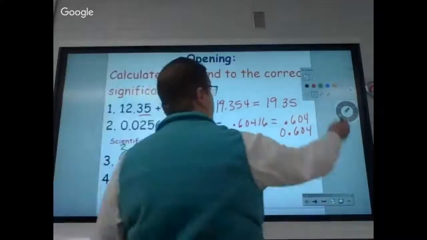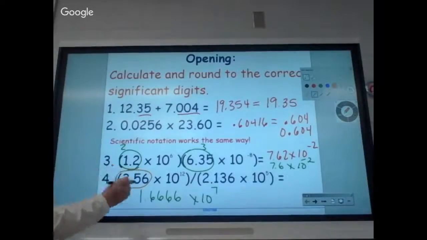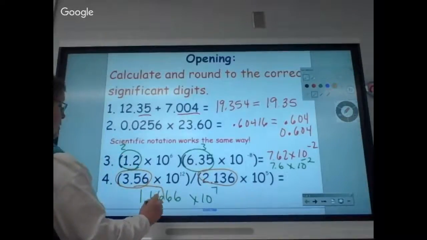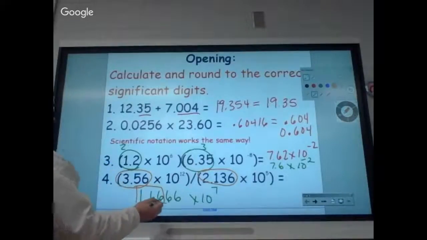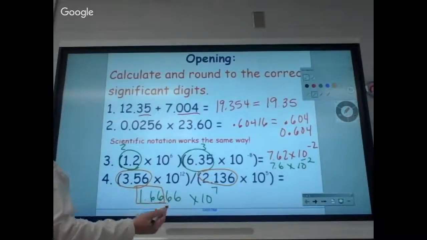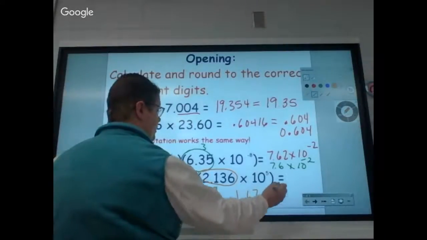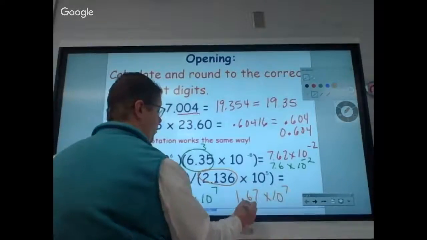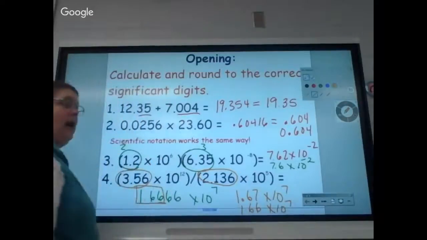Now, again, when you look at what you have, you're dividing, so we're going by what rule? Significant digits. How many are here? 3. And how many are here? 4. So the least number is what? 3. So I'm just going to keep those. Now, again, we talked about this yesterday. This should round up to 1.67 times 10 to the 7th. But if you wrote 1.66 times 10 to the 7th, I am not going to mark it wrong.